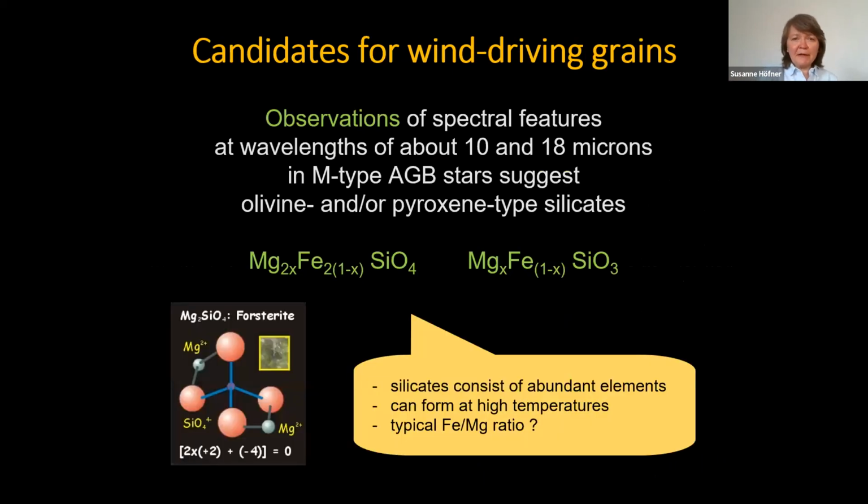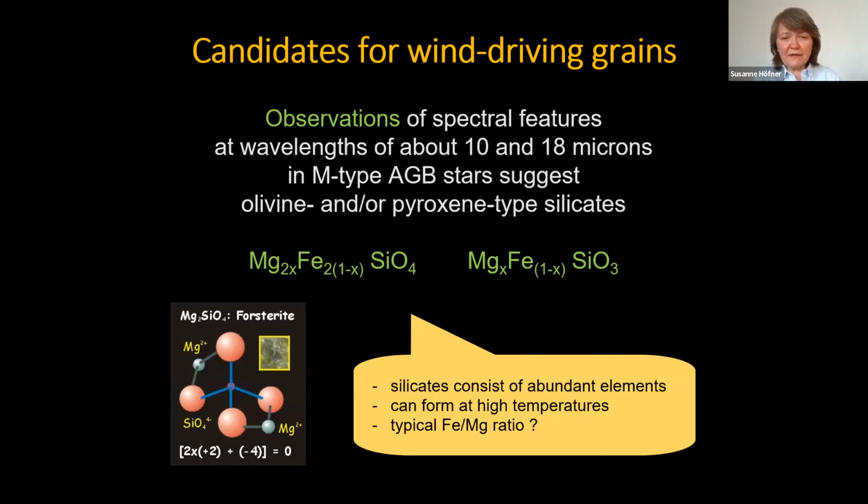What kind of dust do we expect? Well, if you look at mid-infrared spectra of AGB stars, you typically see features at 10 and 18 microns. That would suggest olivine and pyroxene type silicates, so magnesium iron silicates. And from a theoretical point of view, that makes good sense because the silicates consist of abundant elements. They can form at relatively high temperatures, so relatively close to the star.